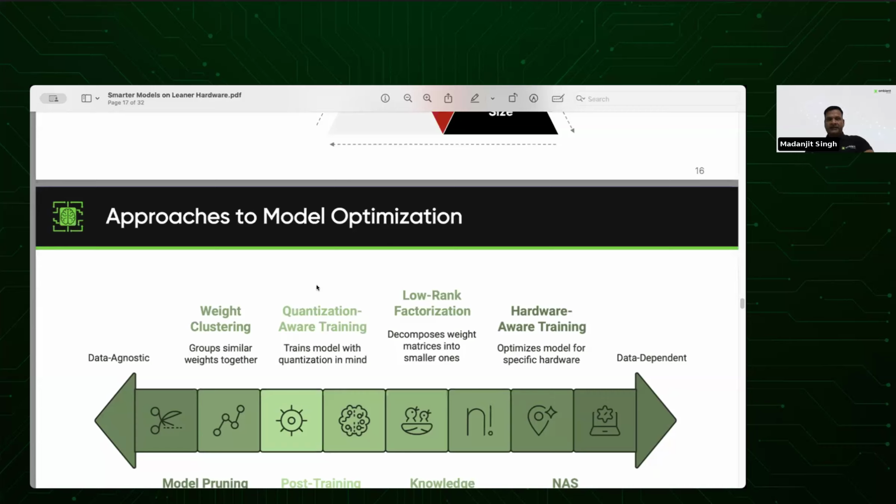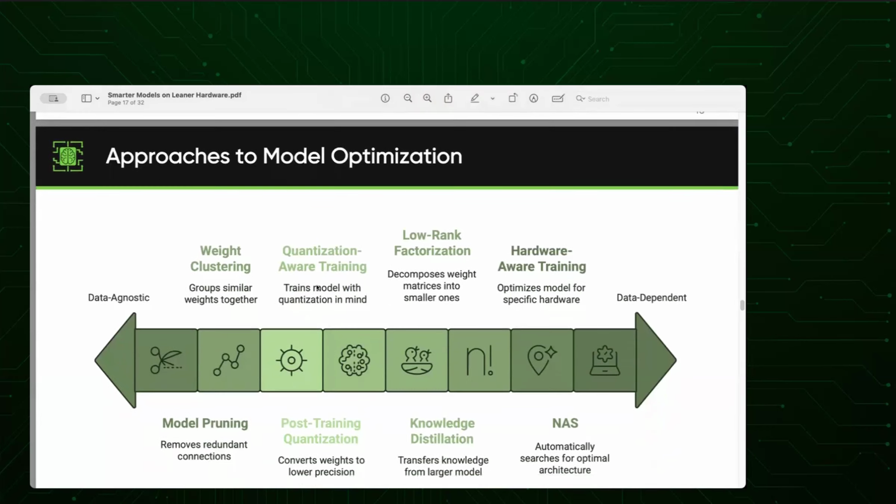The first one is quantization-aware training, where at the beginning itself you are inducting the quantization. And post-training quantization is when the model is built, you take some of the samples and calibrate your model so that it understands what kind of input you're going to get. Based on that, it will create the quantization parameters.